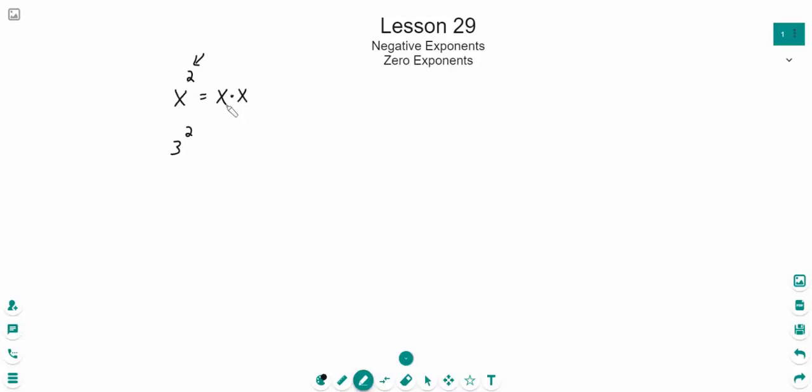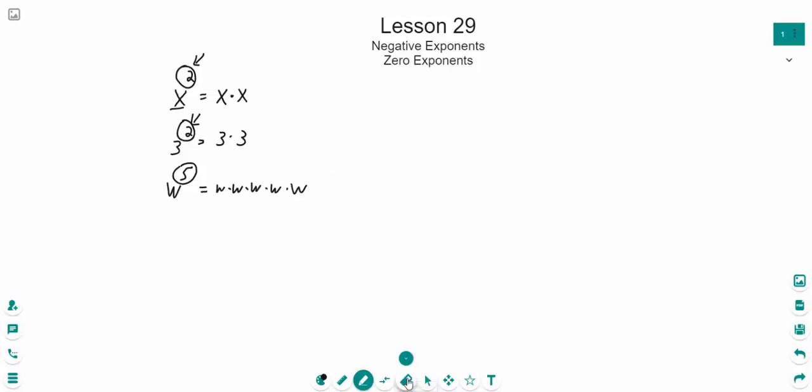So x squared means x times x, right? 3 squared means 3 times 3, right? W to the fifth means W times itself 5 times, right? So that's what an exponent is. It's this number up at the top here, and it's indicating how many times you're going to multiply that base by itself. All right, so that is what an exponent is, and that should be just a really quick review.